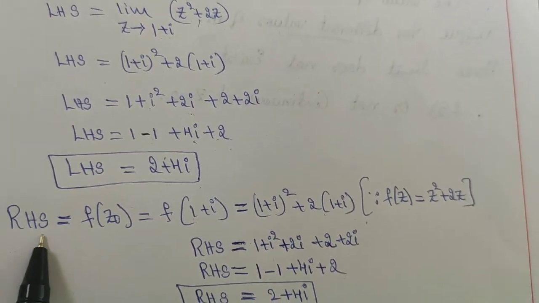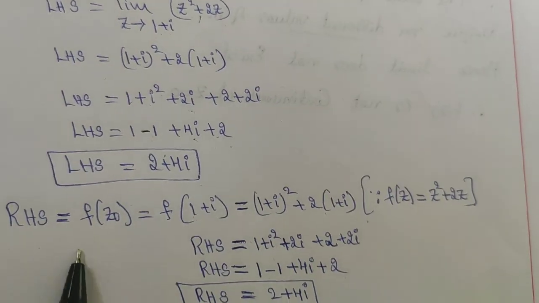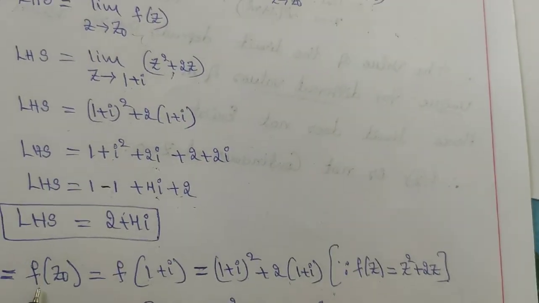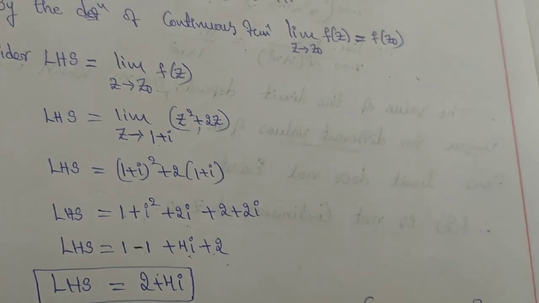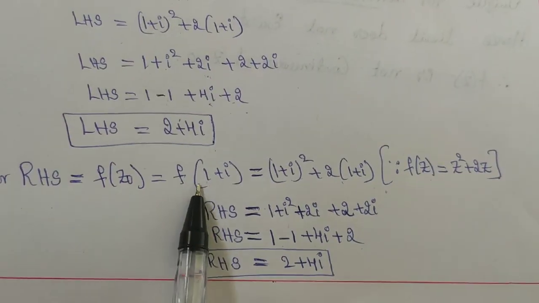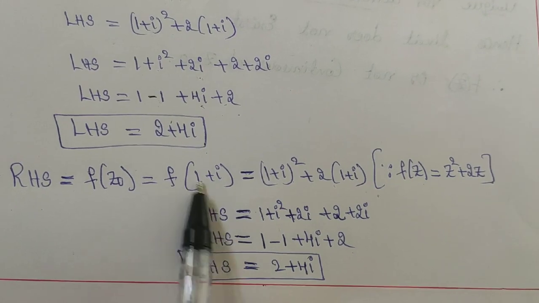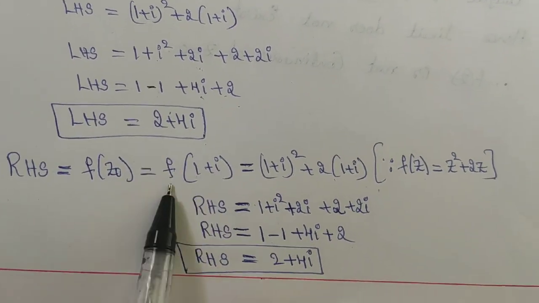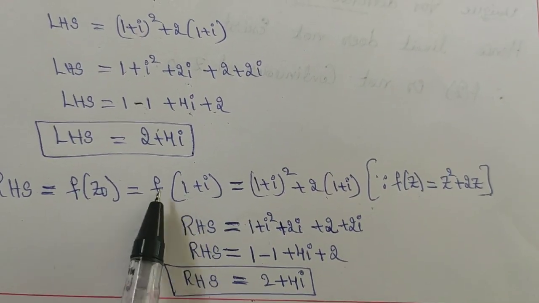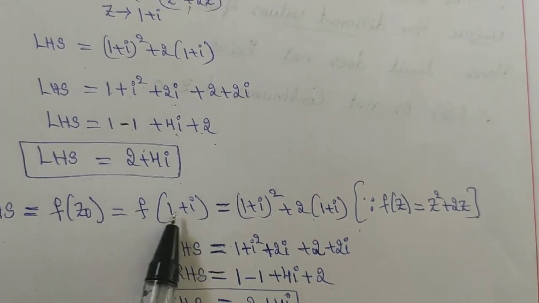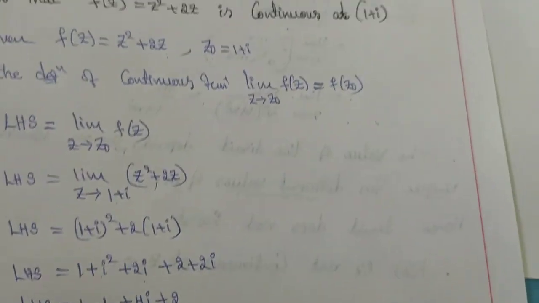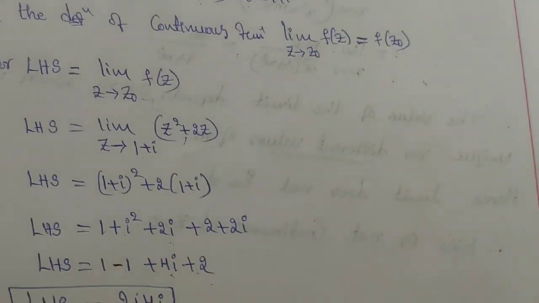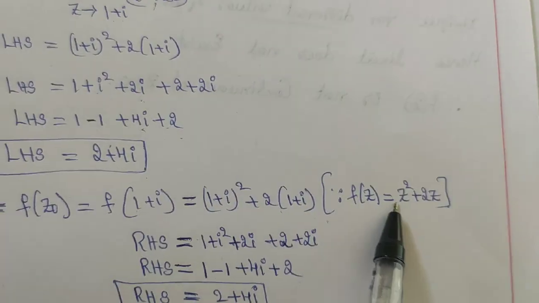So apply the same procedure for the RHS. What is the RHS here? f of z0. Write down the f of z0. What is z0, what is given? z0 is 1 plus i. Write down the z0 value as 1 plus i. But it looks like f of z. What is f of z here? In the question, f of z is z square plus 2z. So write down f of z here, z square plus 2z.